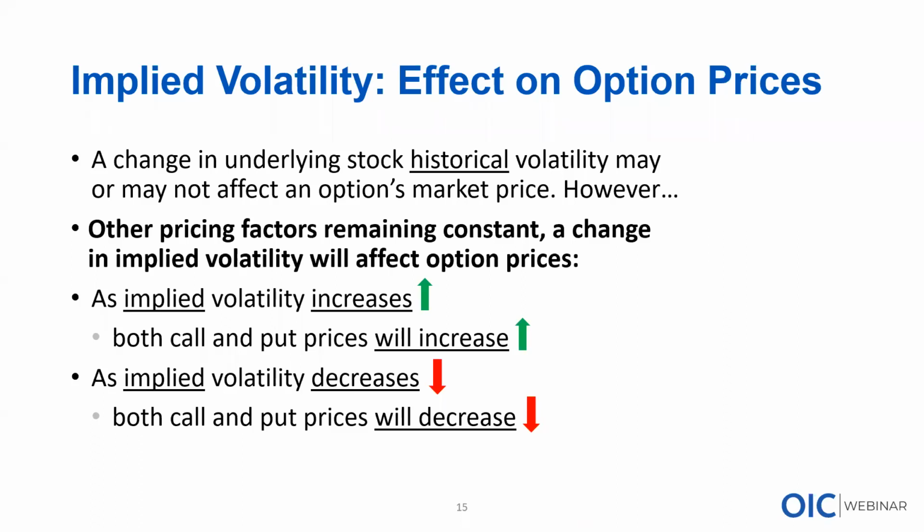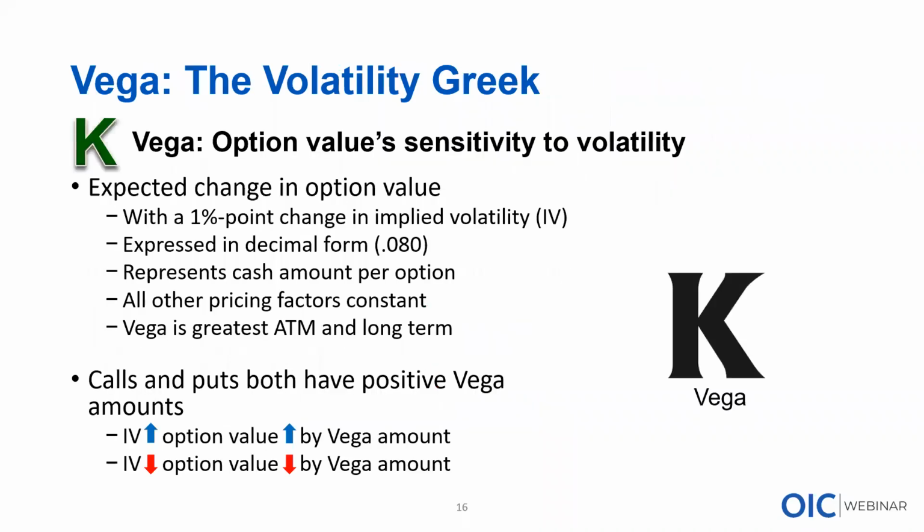The magnitude of the effect given an implied vol change is certainly valuable information to have, and that is the Greek known as vega. It is an option value's sensitivity to volatility changes. Given a 1% change in implied volatility, how much might this options contract value change? And that's what vega represents in decimal form, a cash amount per option.